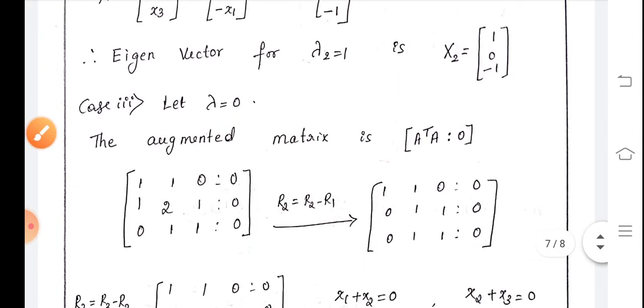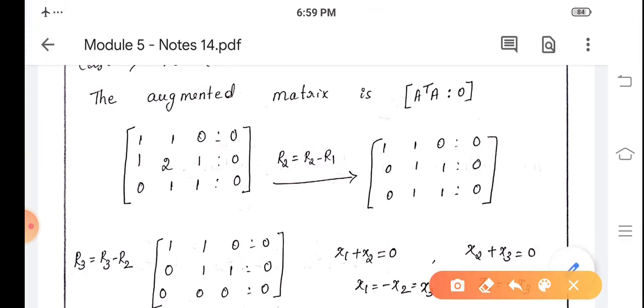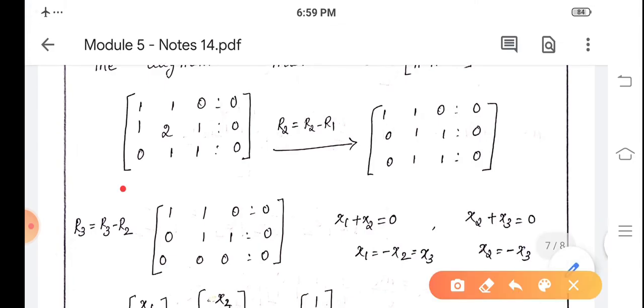Now in the next case, we take lambda equal to 0. We find the eigenvector for lambda equal to 0 by using the augmented matrix. The augmented matrix is A transpose A minus lambda I, where lambda is 0, so it is A transpose A, 0. That gives 1, 1, 0, 0, 1, 2, 1, 0, 0, 1, 1, 0.